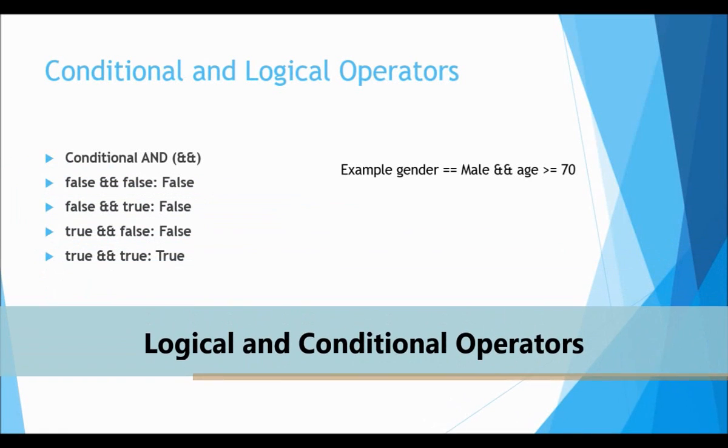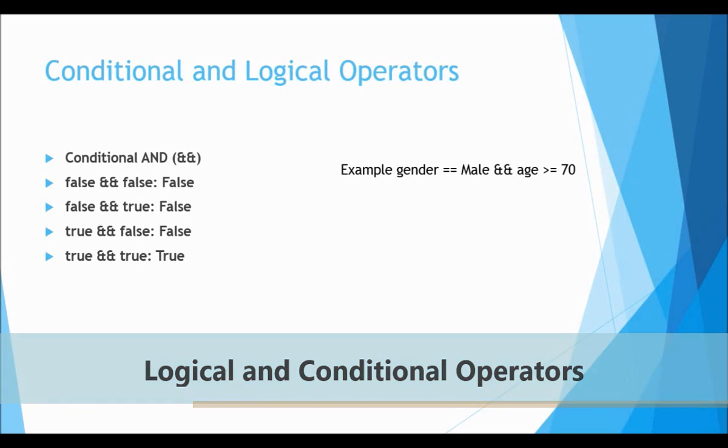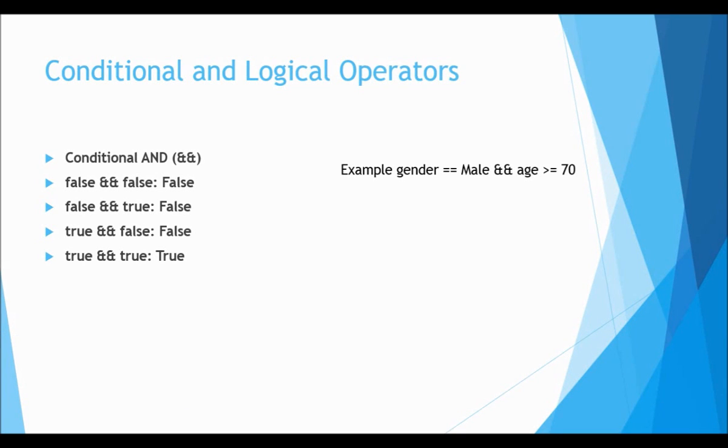C# provides several logical and conditional operators that may be used to form complex conditions by combining simple conditions. The operators are conditional AND, conditional OR, logical AND, logical OR, logical exclusive OR, and NOT, which some people call logical negation.